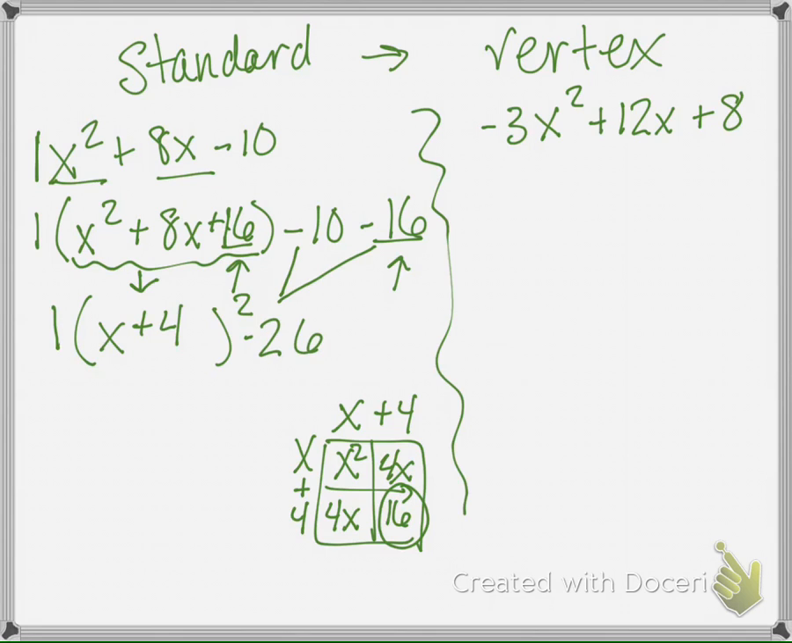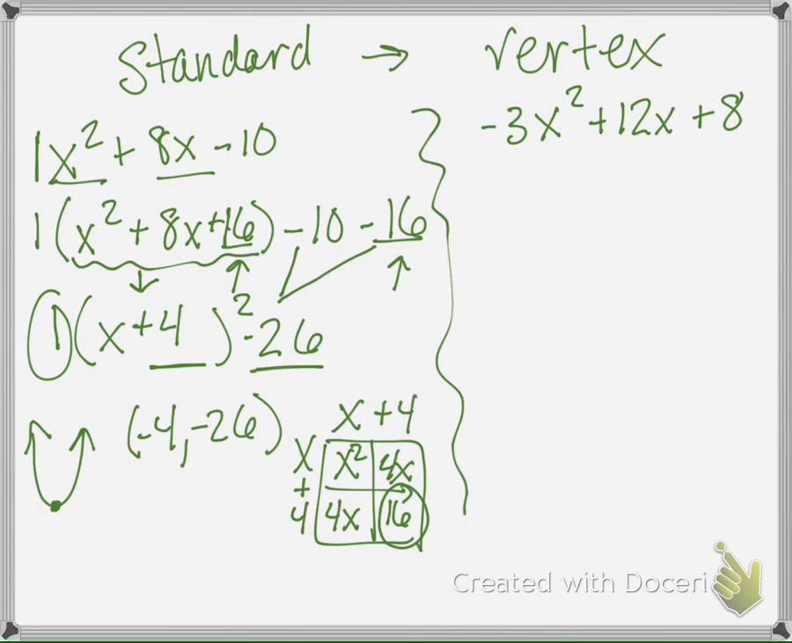Now, I'm in vertex form. My a value is a positive number, so that tells me it's opening up. So I'd have a minimum here, and that minimum would be at my h and k values of negative 4, negative 26 for a vertex.